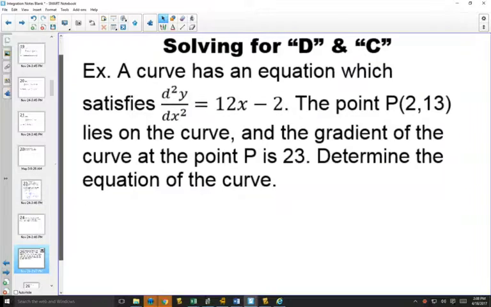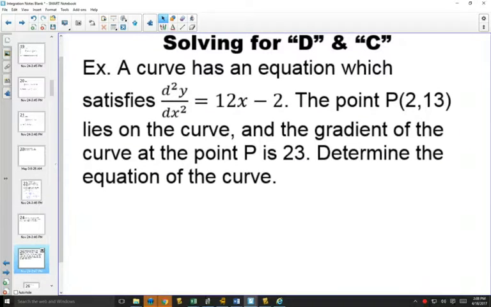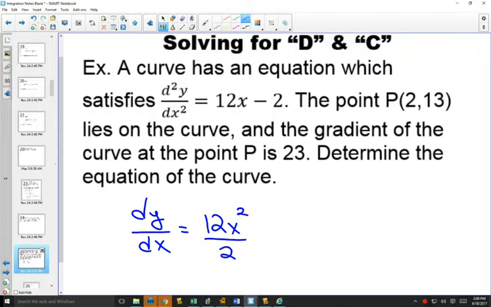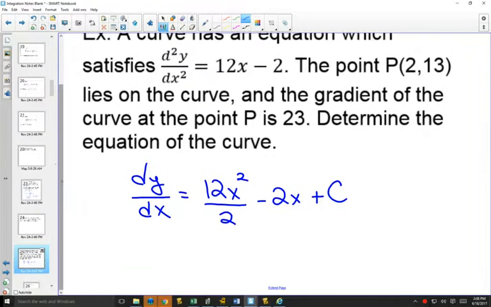Well, if the second derivative is d2y dx squared, if we work back once, we would get the first derivative. So how do we work back once? We would integrate, add 1 to the exponent and divide by that number, minus 2x plus c. Now, do we have enough information to solve for c already? Yes. Now, what information? Are we going to use the point (2, 13), or are we going to use somehow that the gradient is 23 at this point?